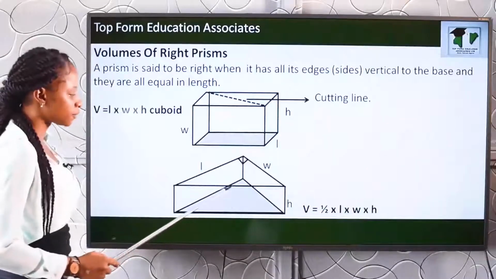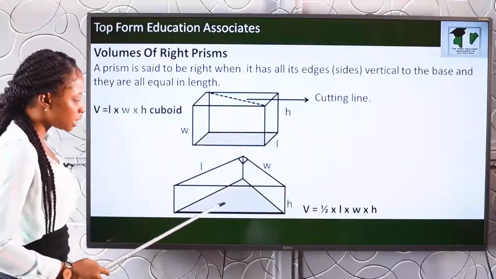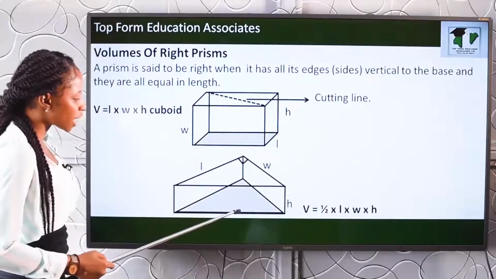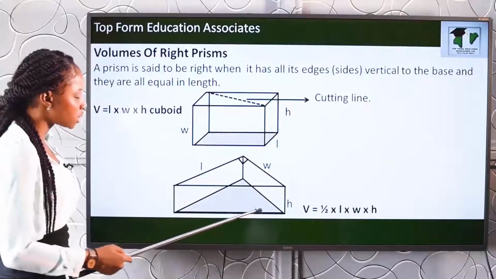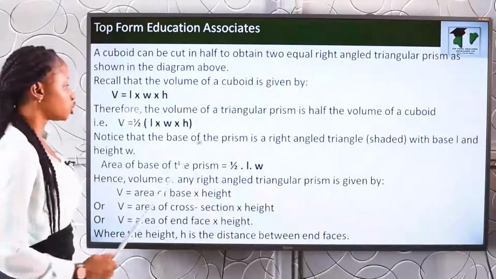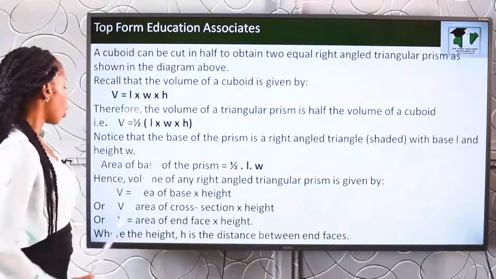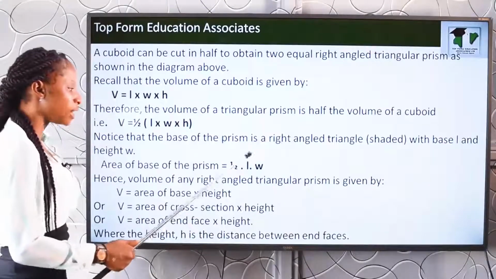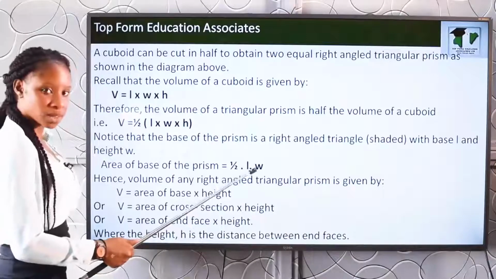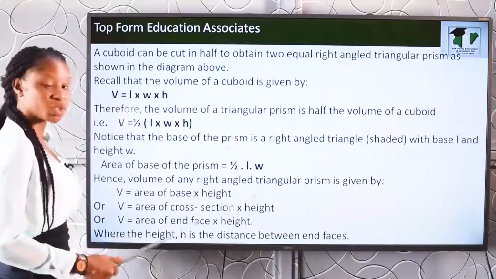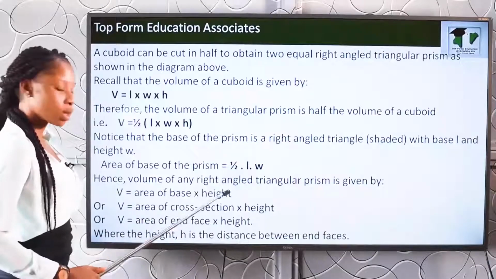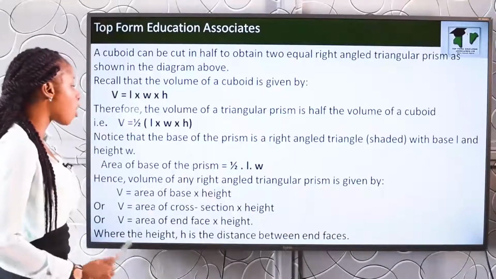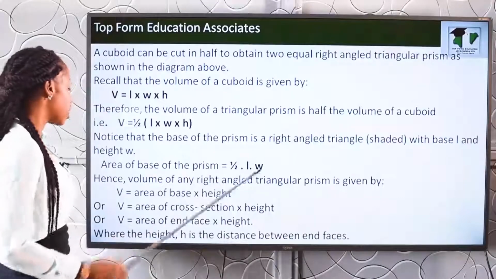Let's look at it again. You will see that this is the base of this prism, and it is a right angled triangle. Now the area of the base of the prism will be half length times width. Why is it half? Because we've shared the cuboid into two. So the area of the base of the prism is half length times width.